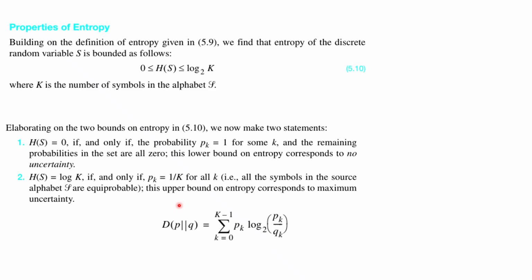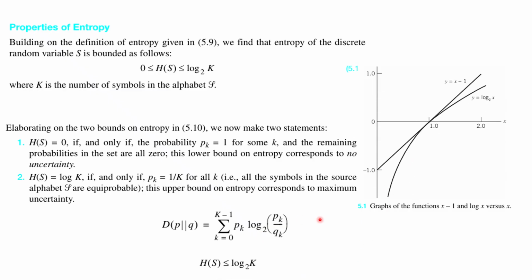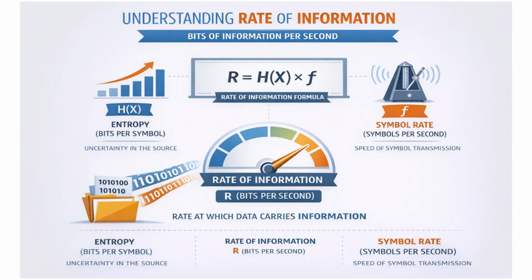And here the upper bound on entropy corresponds to maximum uncertainty, that is D(p||q) equals the sum over k equals 0 to K minus 1 of pk, as we have already discussed, log of pk by qk. Okay, so here is the graph of the function x minus 1 and log of x versus x. So the probabilities will fall in this range only, and that is exactly what it is showing.